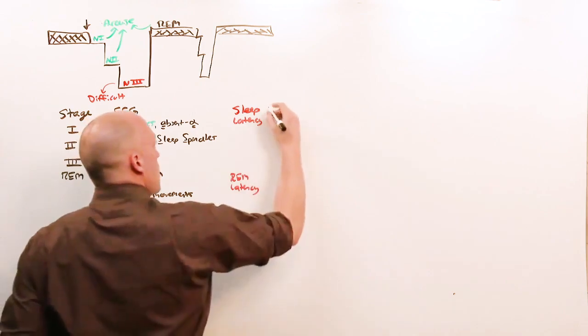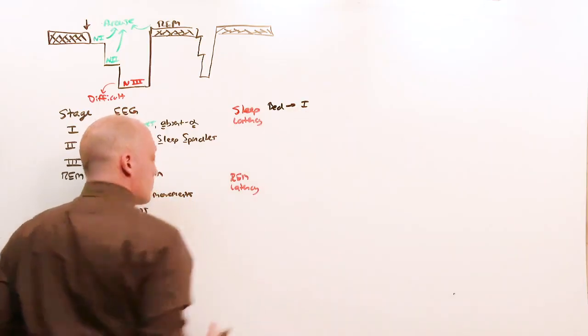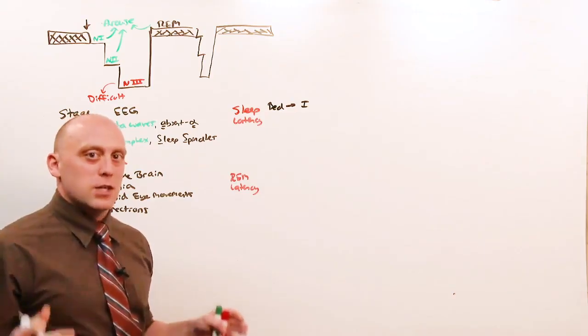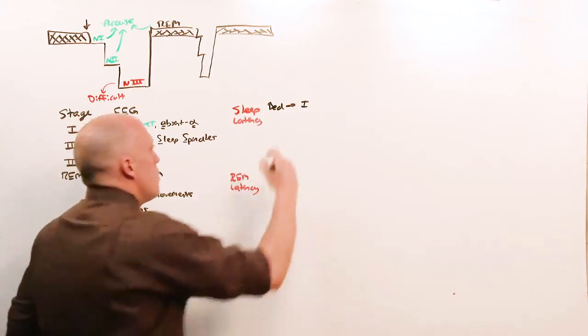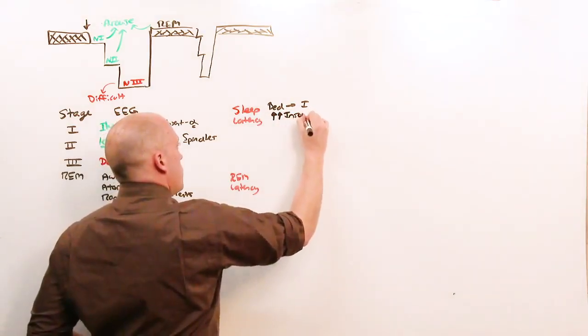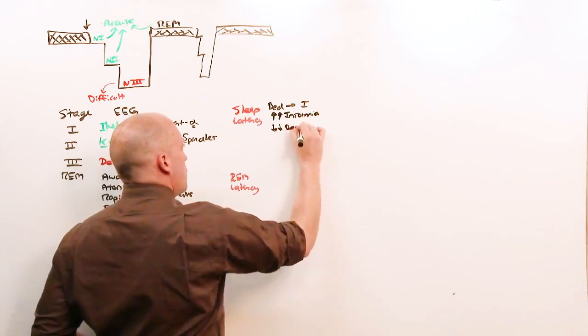Sleep latency is the amount of time from when you put your head down to when you actually enter stage 1. That is falling asleep time, the duration it takes to actually go to sleep. This is going to be significantly increased in insomnia and decreased with sleep deprivation.